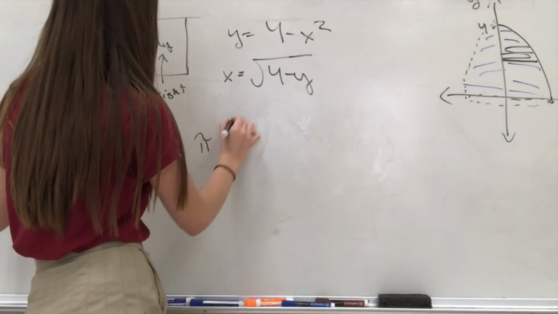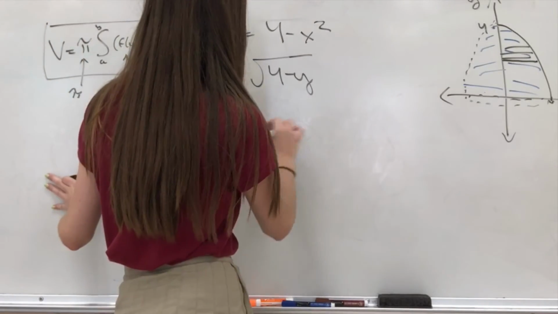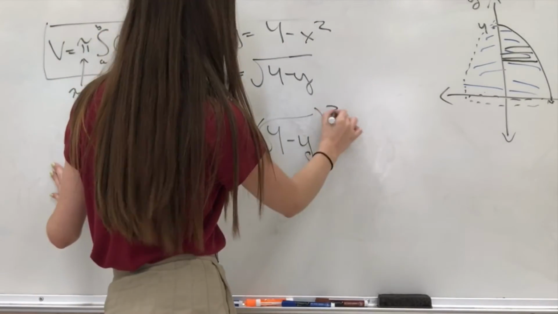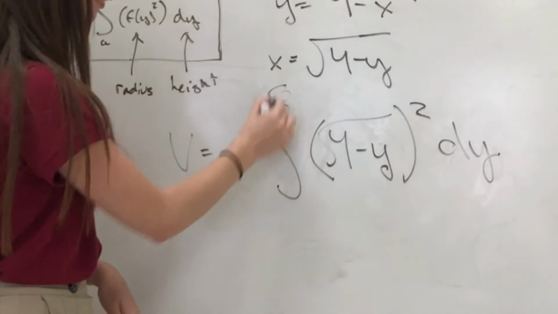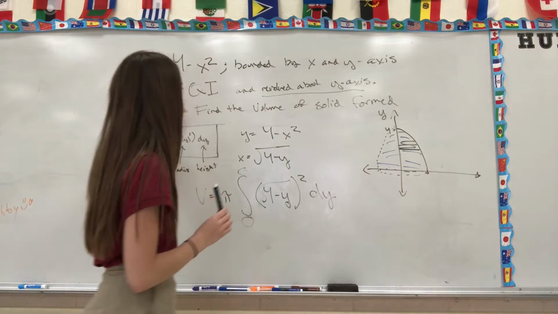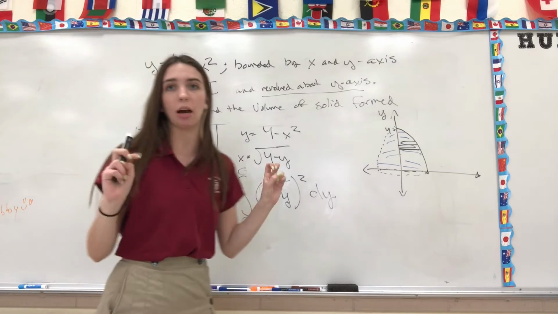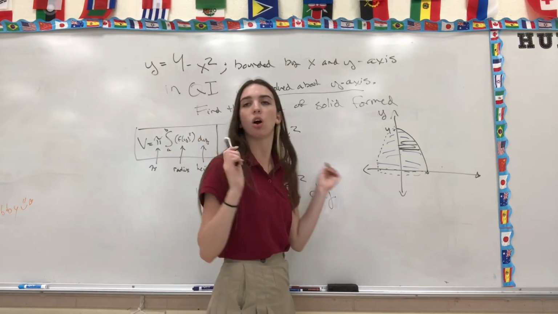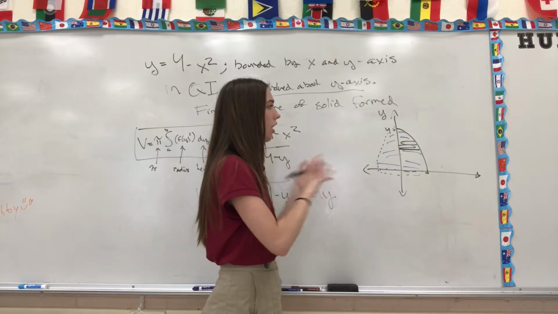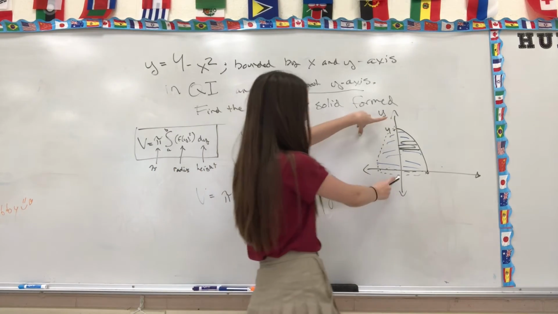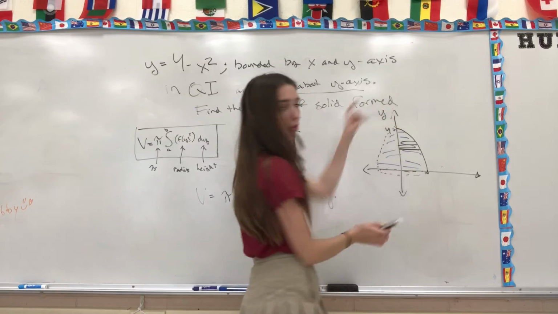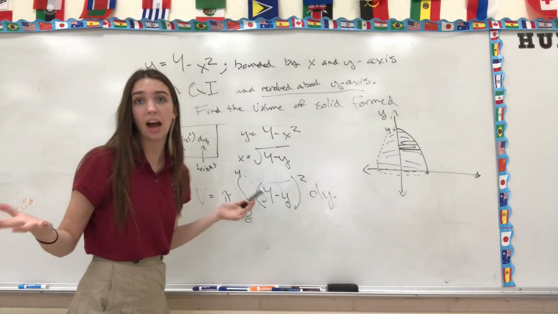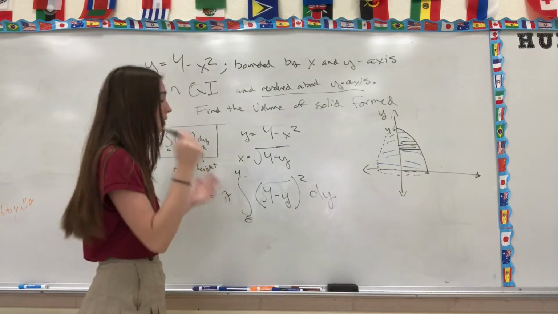Volume equals pi integral of the square root of 4 minus y, squared, dy. But what do we put here? In problems like this, where it doesn't really give you any boundaries and it just says it's bounded by the x and y axis, you can draw a graph. That can be really helpful, or find out where it intersects both of these to find your boundaries. Here we can see it is from 0 to 4. We have all the parts we need.